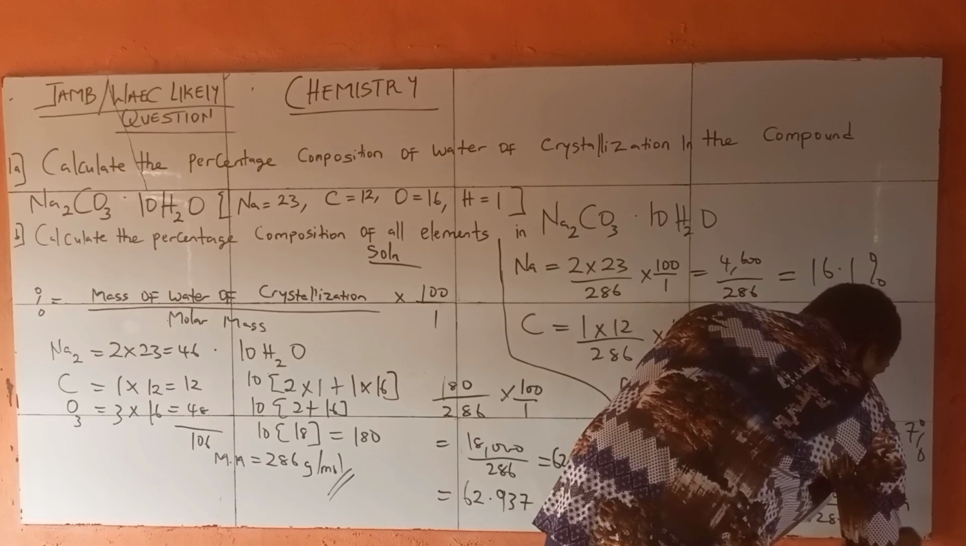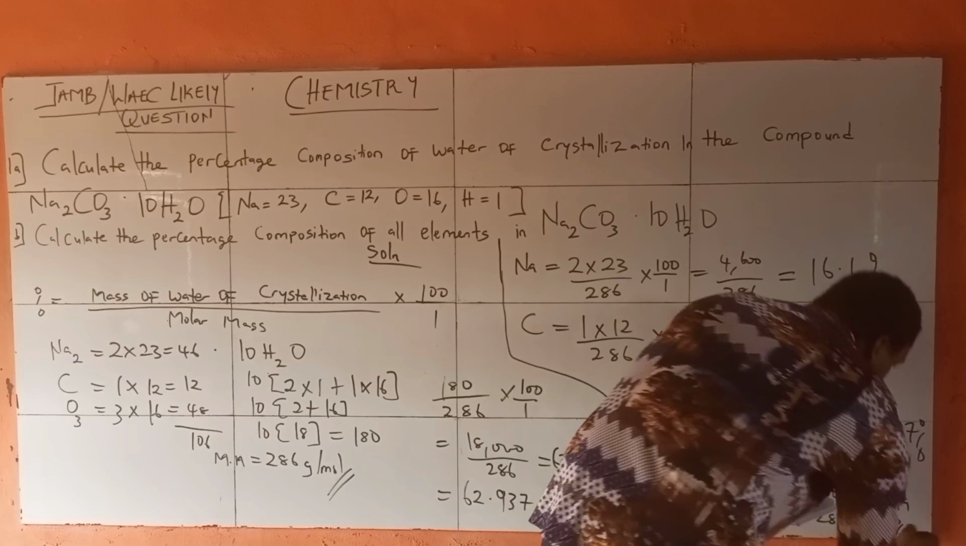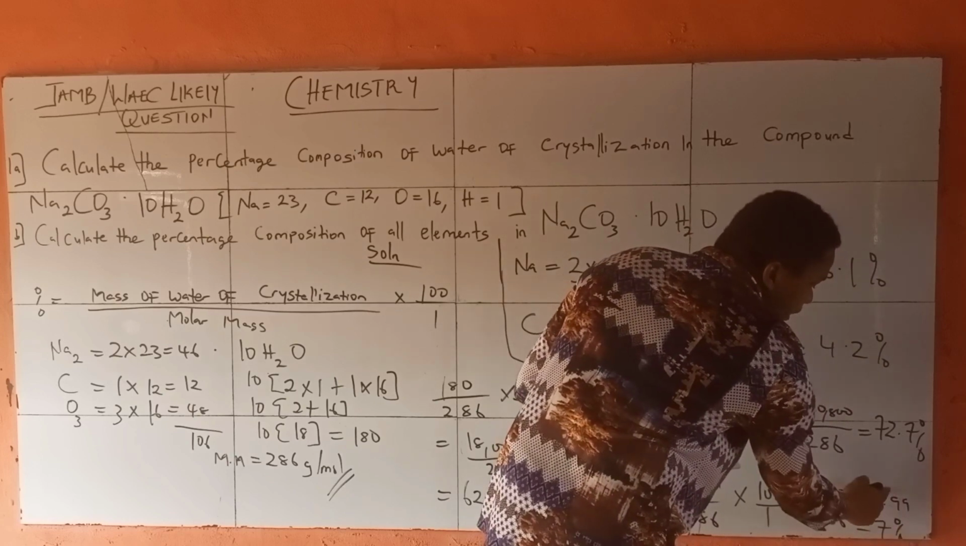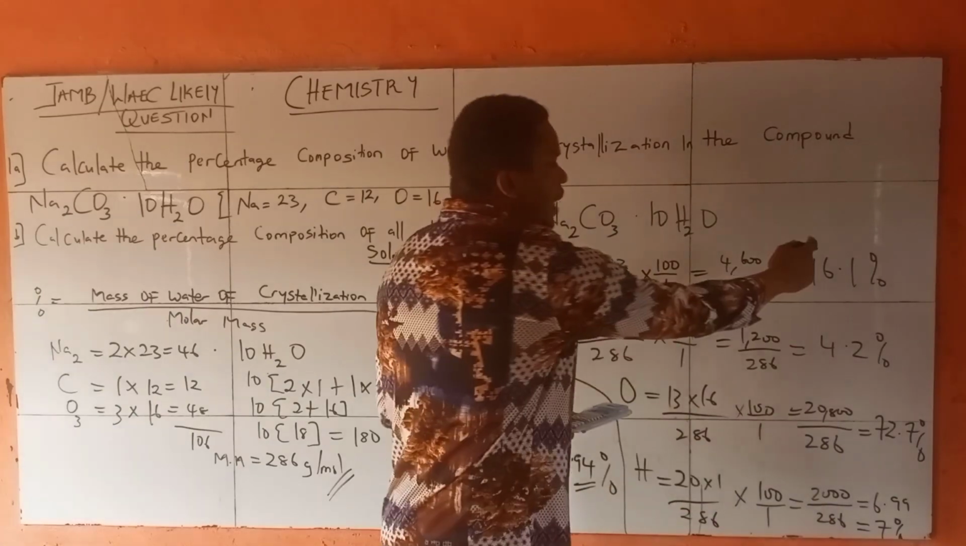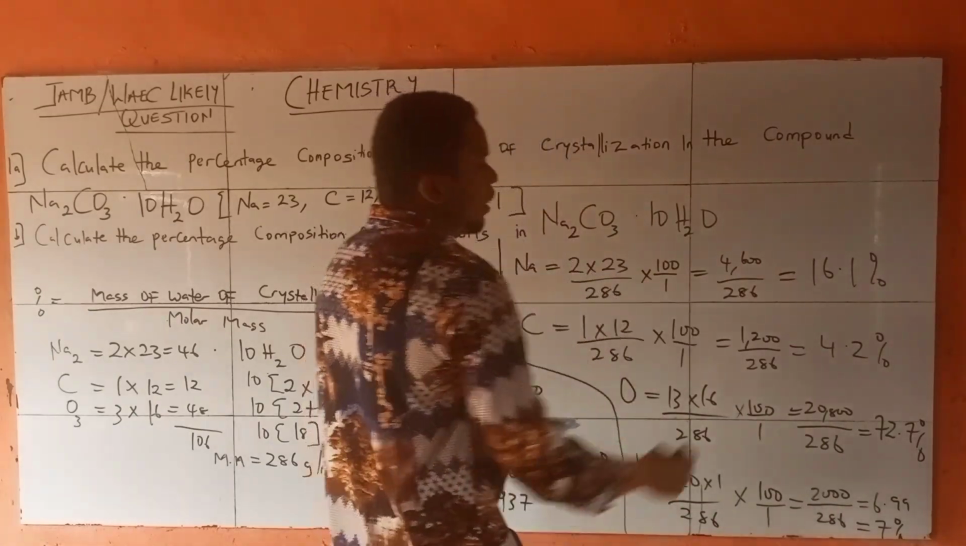6.99 equal to what? 7. Because if we approximate here, it becomes 10. So to the nearest number, it becomes what? 7%. Let's add all these our percentages together and see what it gives us.